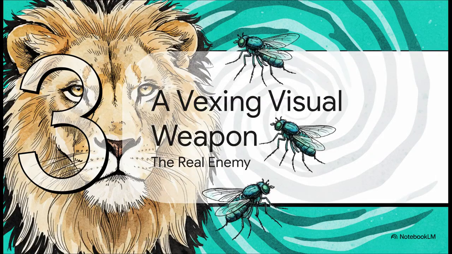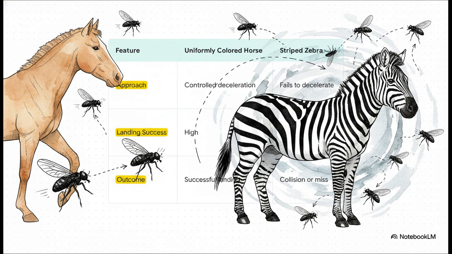So, the big breakthrough finally came when researchers shifted their focus. They realized the biggest, most constant threat to a zebra wasn't a lion's powerful jaws. It was the bite of something way smaller, and honestly, a lot more persistent. And this is it. This experiment basically cracked the case.